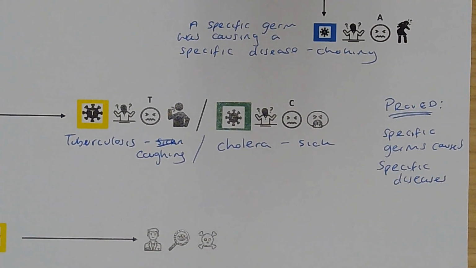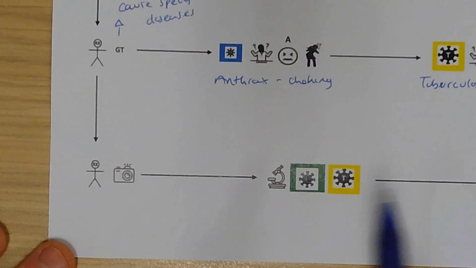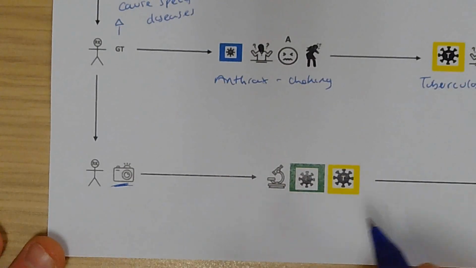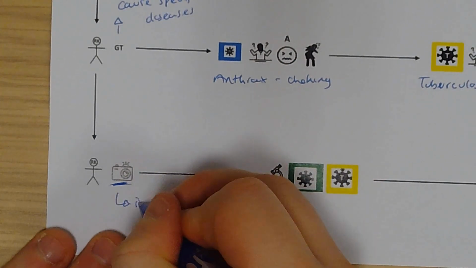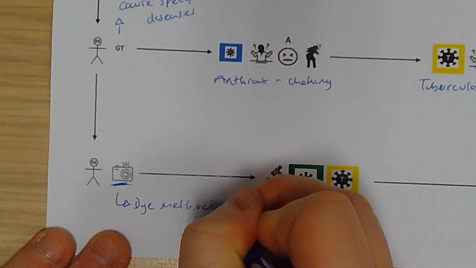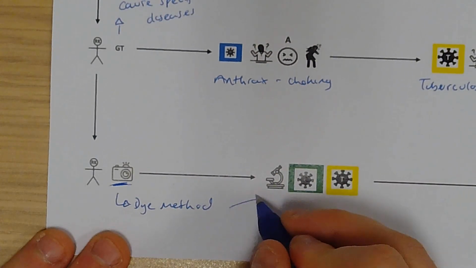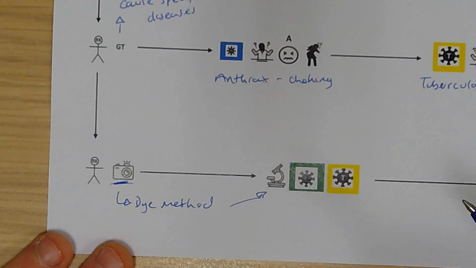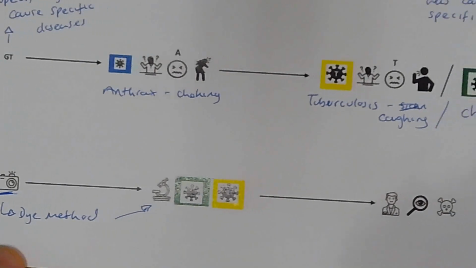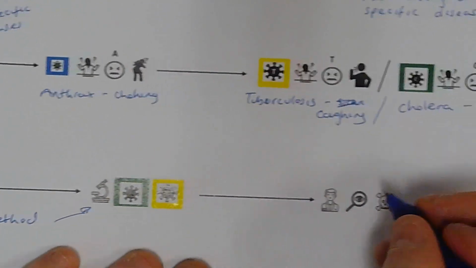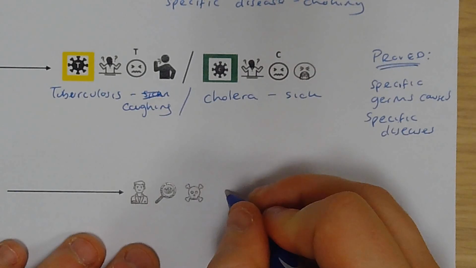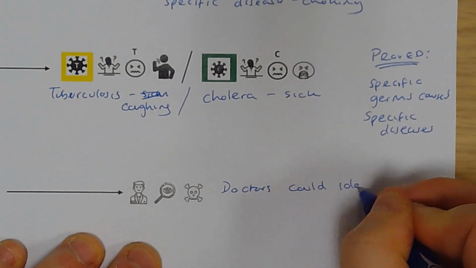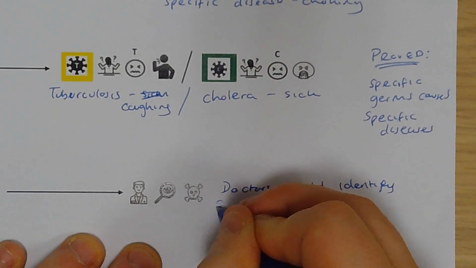And how did Koch then spread this message? Well, he used technology such as the newly formed camera. So he took photographs of his dye method and he sent that around the world. And again, as a result, germs such as cholera and typhoid were identified, tuberculosis, and this meant that doctors or scientists could identify specific germs.